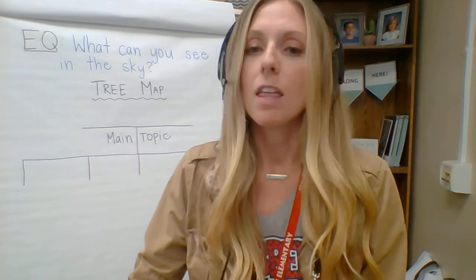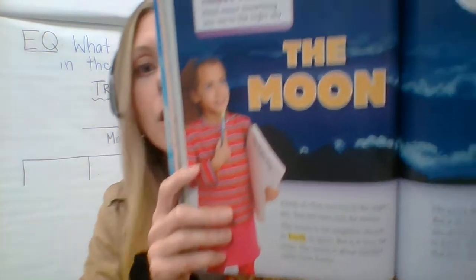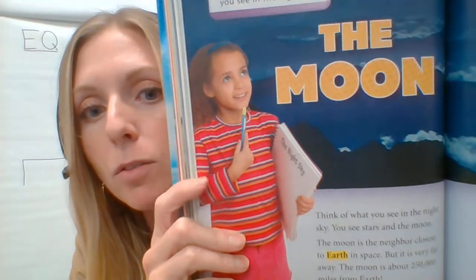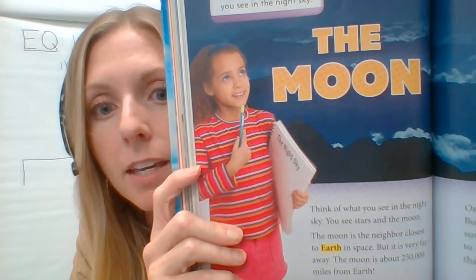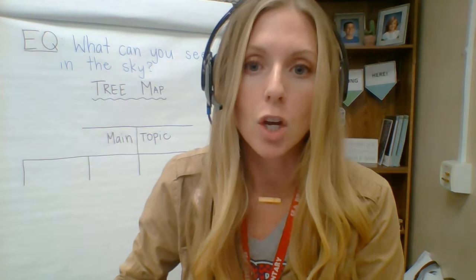All right, so I want you to think real quick. One of the clues to help you find the main topic is the title of the story. So, I'm going to hold this up. The Moon. The title of the story is The Moon. Make a guess, make a prediction what you think this story is going to be about. What did you guess? The moon.